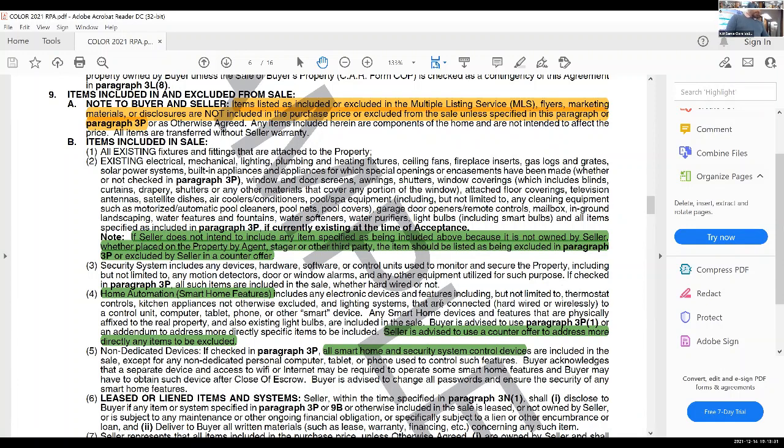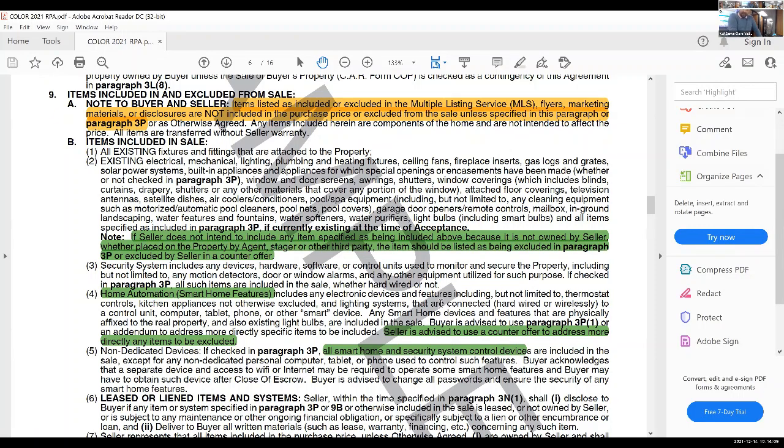All right. Items included, excluded from the sale. Another lovely point of contention in our transactions. What goes, what comes, what stays. Right, items listed as included or excluded in the MLS, flyers, marketing materials, or disclosures are not included in the purchase price or excluded from the sale unless specified in this paragraph or paragraph 3P or as otherwise agreed. Any items included herein are components of the home and are not intended to affect the price. All items are transferred without any warranty from the seller. It's pretty self-explanatory on that.